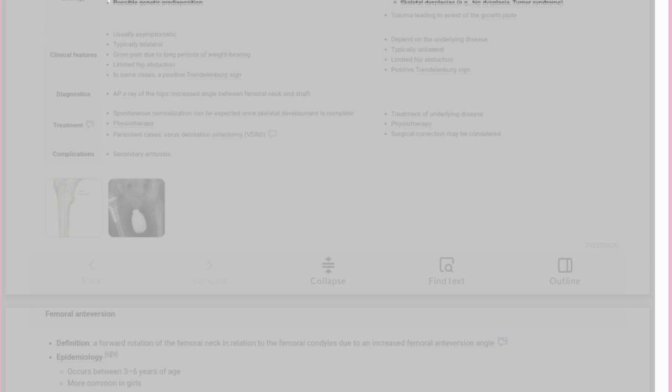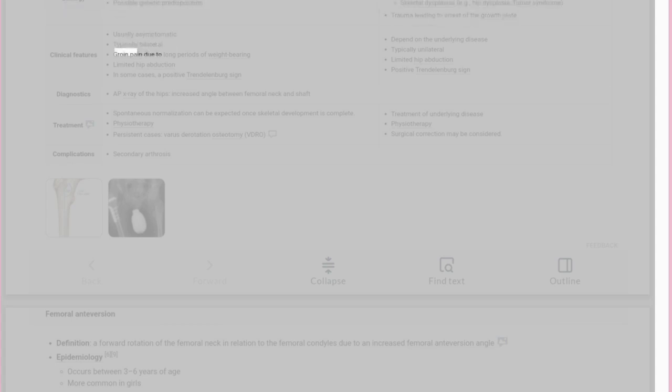Low axial load, seen in newborns or toddlers. Neuromuscular disorders, for example cerebral palsy, meningomyelocele. Etiology: possible genetic predisposition, skeletal dysplasias, for example hip dysplasia, Turner syndrome, trauma leading to arrest of the growth plate.